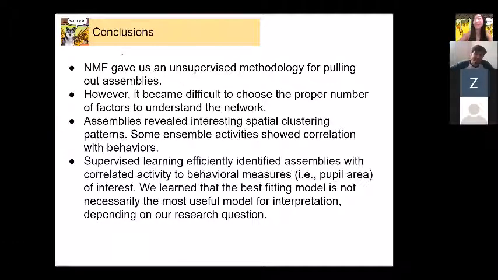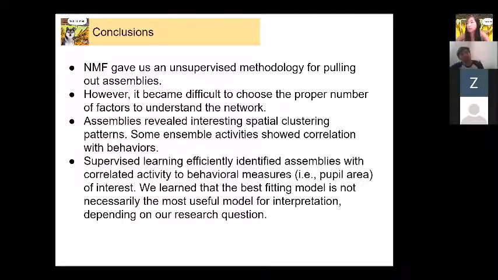So in conclusion, the main things that we learned from this project was that we used an unsupervised method, NMF, to try to get out the assemblies, but it was very difficult to choose a number of factors to properly understand the network. And we believe this is probably just due to the nature of the very large data set that we had.